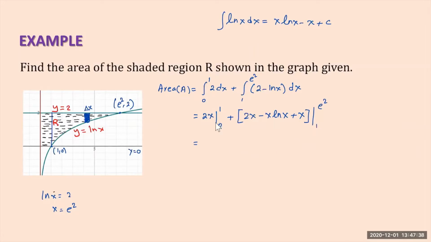Now, if you use the fundamental theorem of calculus, we plug in upper limit, subtract and plug in lower limit. So if I plug in 1, 1 times 2 is 2, minus plug in lower limit, so that will be 2 times 0 is 0, then plus, for the second integral, we are plugging in e squared, so it will be 2 times e squared, minus for x, I'm plugging in e squared times natural log of e squared plus e squared, then minus and plug in the lower limit 1.